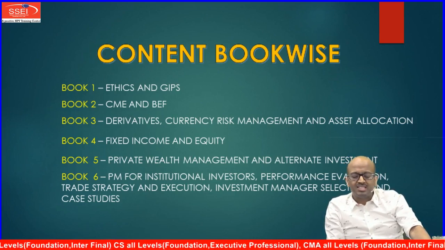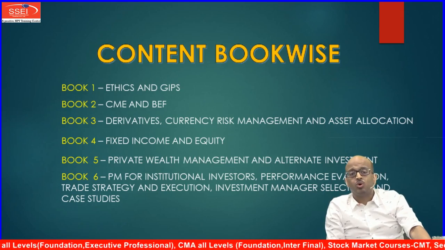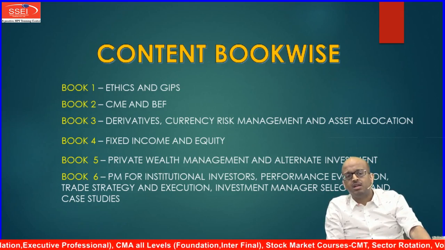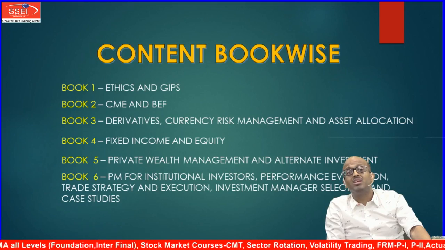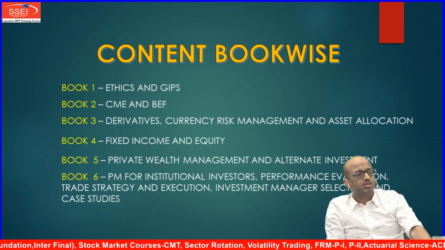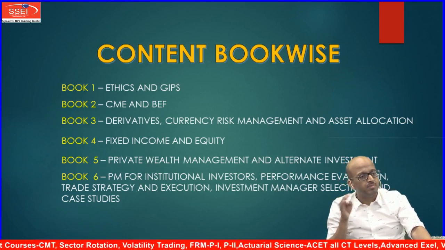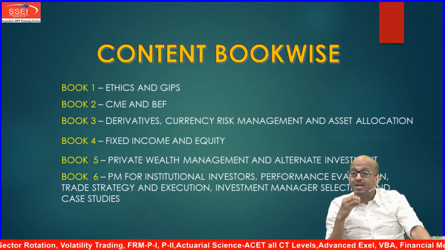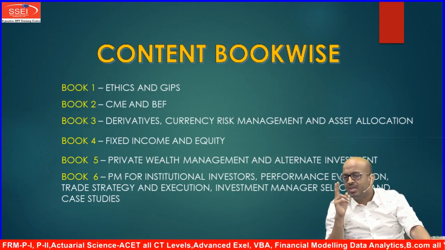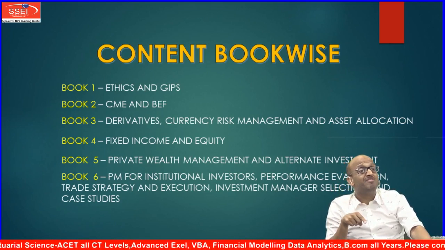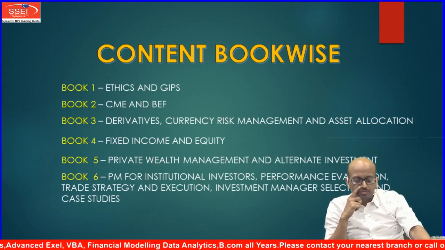Book 3, derivatives, currency risk management and asset allocation. Asset allocation has not changed. When I was teaching last year, I was teaching fixed income and asset allocation at the same time. So if you want consistency in fixed income and asset allocation, I taught them at the same time. But still I believe fixed income and equity is the best choice to start with. You are getting the option to do what at home? Fixed income, equity, asset allocation, behavioral finance. Okay, these are the topics which have been given to you.